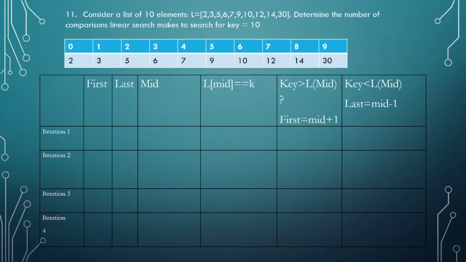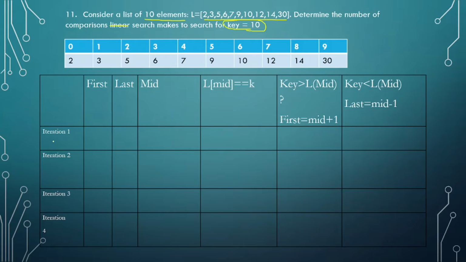Now let's see, this is my list. It consists of 10 elements and I am arranging it in ascending order. Determine the number of comparisons the binary search makes to search for key 10. Now the key should be 10. Now this is my index value I have mentioned and this is the table. This table has whatever is there in the algorithm.